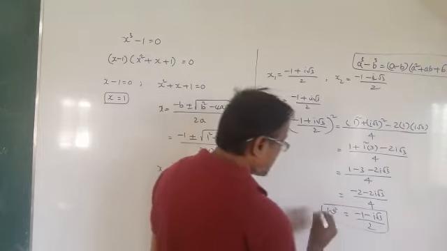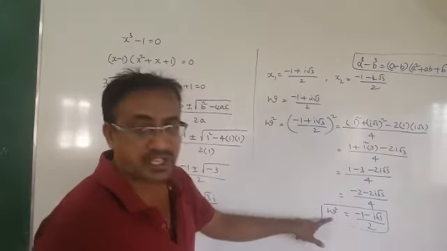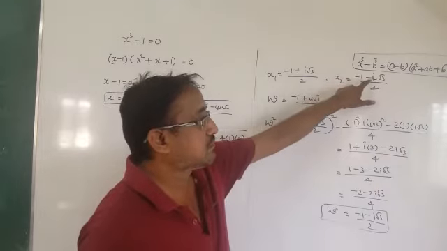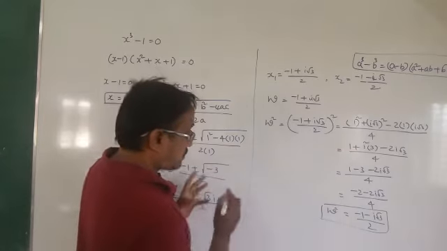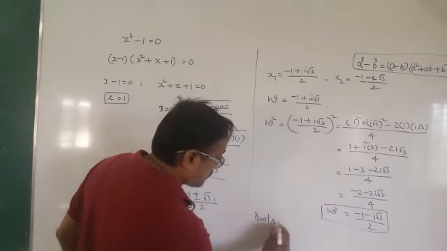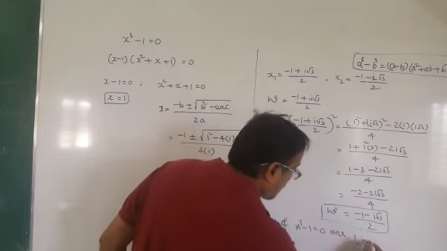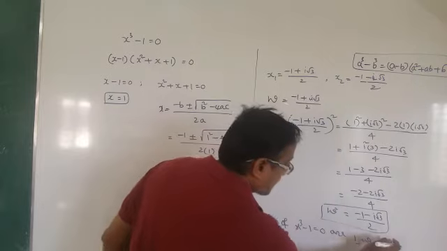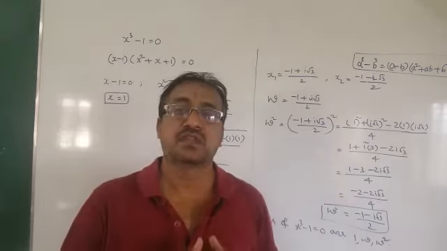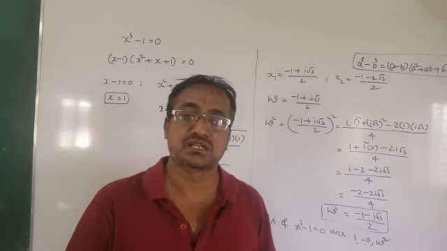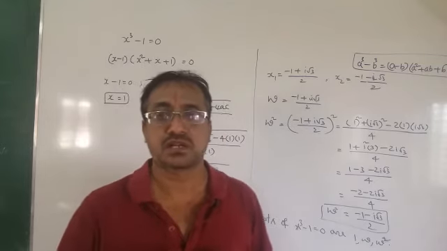Now you can observe that if one root is omega, another root will be omega square. Omega square is minus 1 minus i root 3 by 2. So the roots of x cube minus 1 equal to 0 are 1, omega and omega square. These 1, omega, omega square are called cube roots of unity. Very important concept.